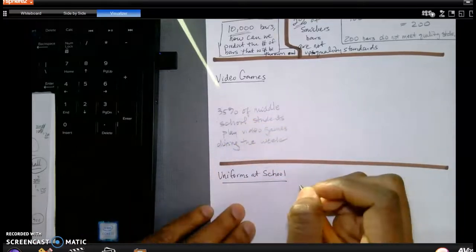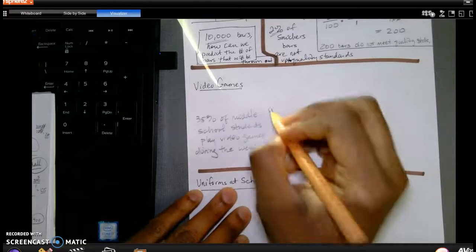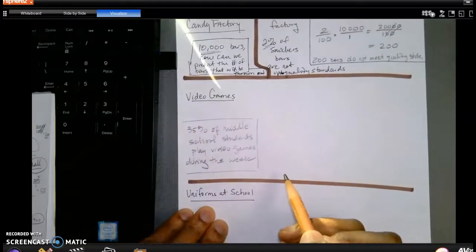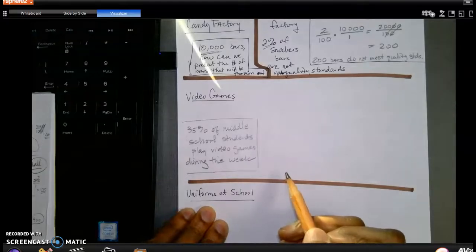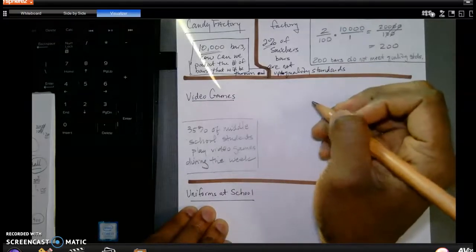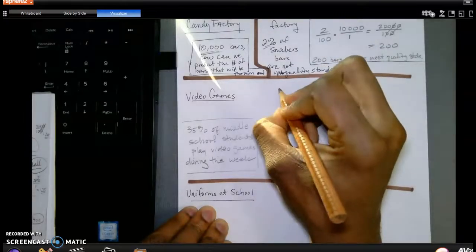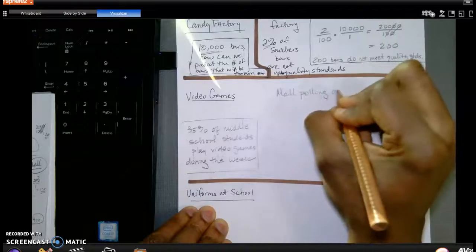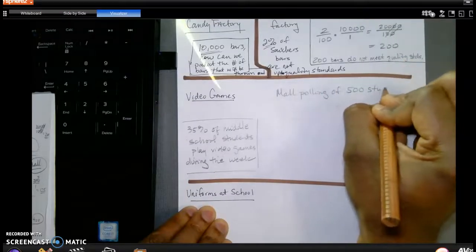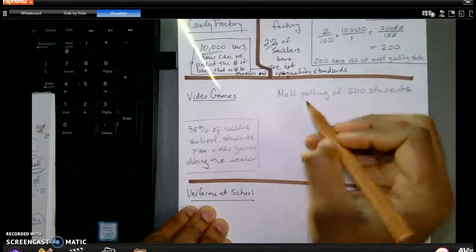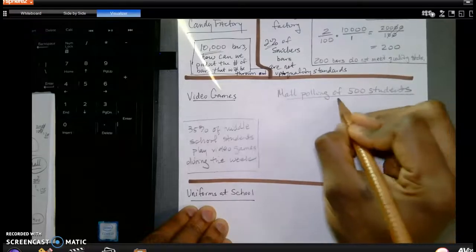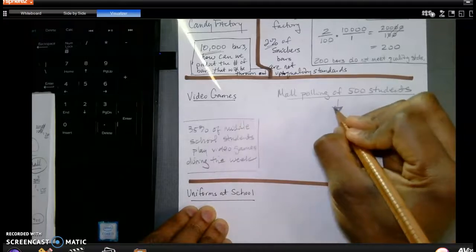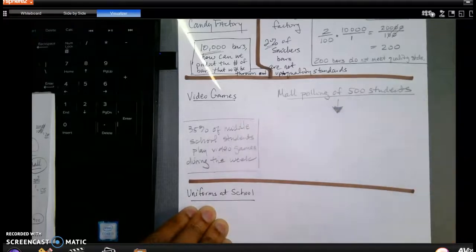If we, for instance, went to a mall, we know based on experimental probability that about 35% of middle schoolers play video games at some point during the week. If we set up at a mall at the door, and there was a mall polling of 500 students, how many of those students could we predict based upon this experimental probability? Where that experimental probability came from, we don't know.